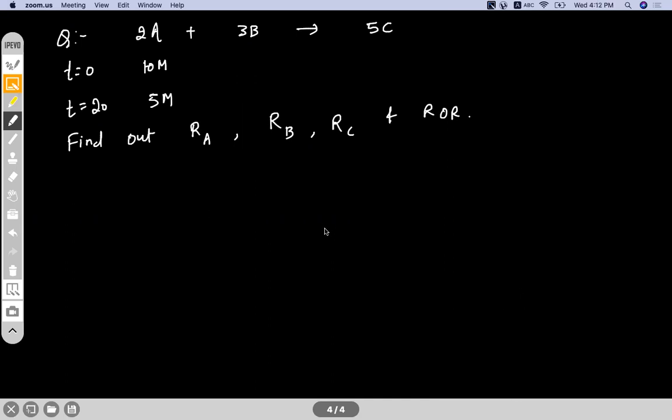The simplest one, right? Done. So the rate of A, RA, is equal to the average rate basically, right? So it is the negative of final minus initial divided by the time taken for this. And that is 1/4 molar per second. Suppose the time is given in seconds here.